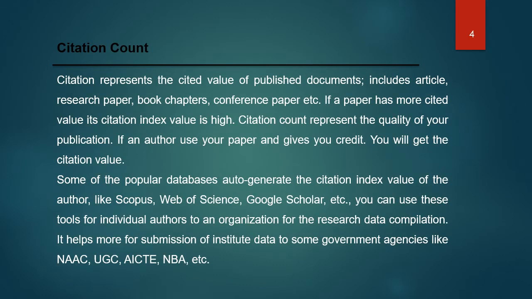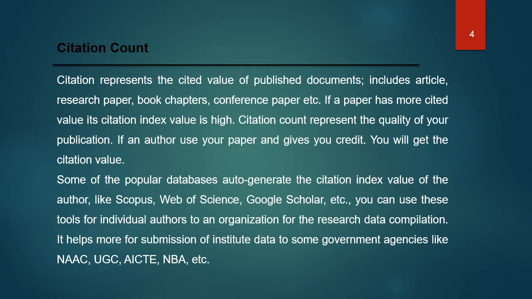What is citation count? Citation represents the cited value of an author's article. When an author uses your article in their own publications and gives you credit, that means you got one citation. In the same way, if more authors use your paper and give you credit through their references, you will get more citation value. More citation value represents that your paper has good quality content. It is very useful for others. So always try to write good content in your paper and it must be indexed in a good journal.